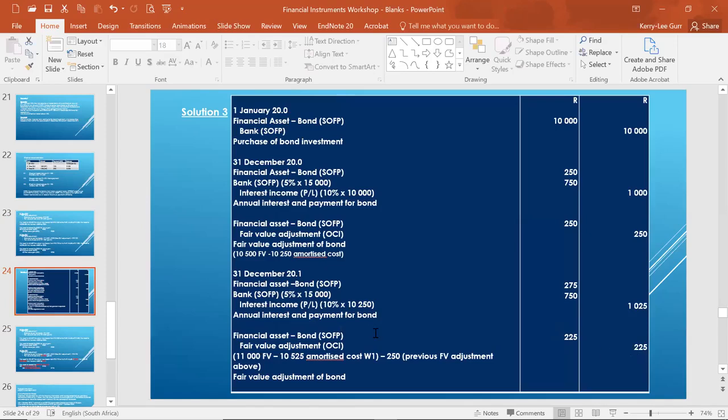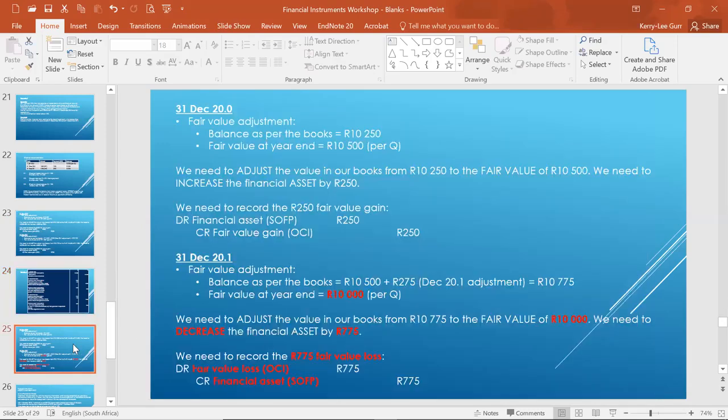And then to be devil's advocate, because in both these cases we had an increase in fair value, so we had a fair value gain, I wanted to change the question a little bit and said, well, what if our fair value wasn't 11,000 at the end of the second year? What if it was 10,000? So it actually went down in value. If it went down in value, you would have a decrease in your financial assets.